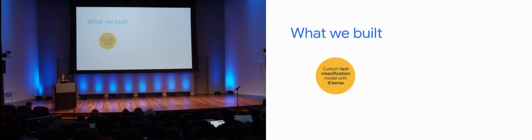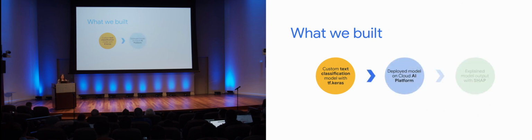So that is the demo. I'm going to go back to the slides. And I know I covered a ton of things, so just a quick summary of what we built. We built a custom text classification model using tf.keras. We deployed it to Cloud AI Platform and got predictions back. And then we explained our model output with SHAP.